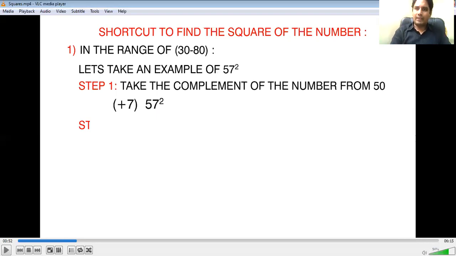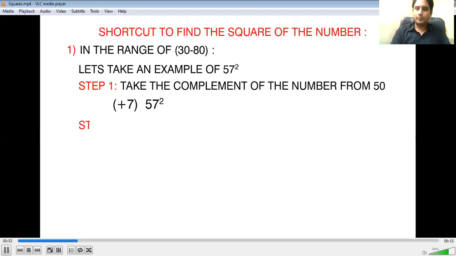Whatever number you deal with in the range of 30 to 80, step 1 is always to take the complement from 50 only. So if your number is, let's say, 39, complement will be minus 11 because 39 is 11 less than 50. If your number is 67, complement will be 17 because 67 is 17 more than 50. So if the number is more than 50, complement will be positive. If the number is less than 50, complement will be negative.